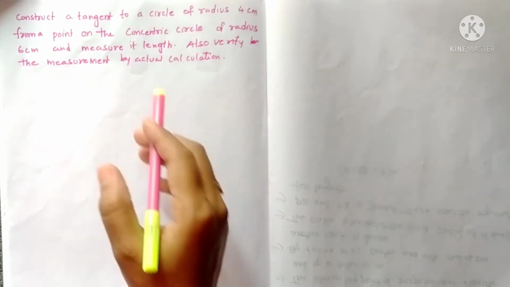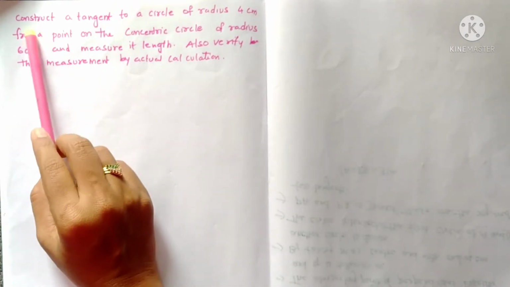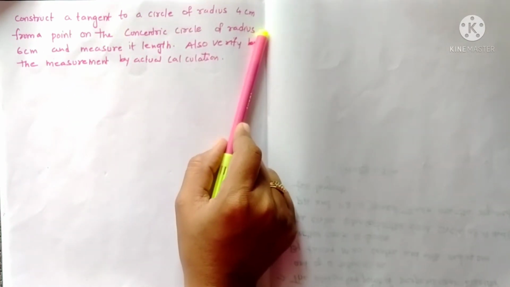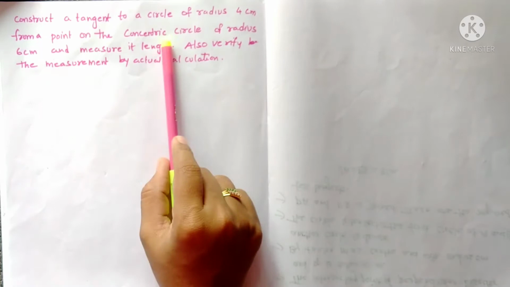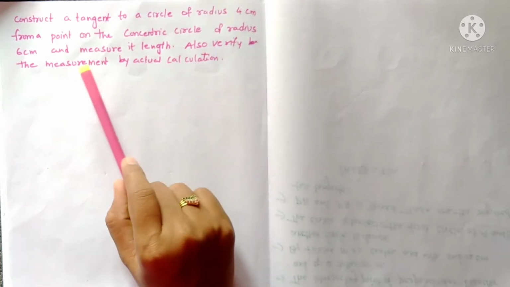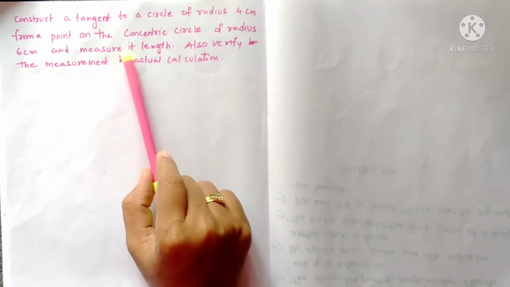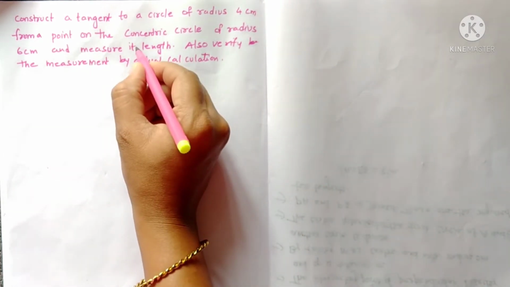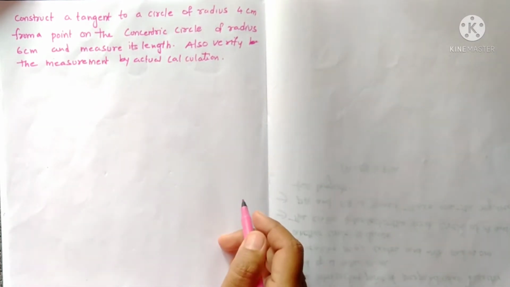In this video, we are going to see this construction. The problem is: construct a tangent to a circle of radius 4 centimeters from a point on the concentric circle of radius 6 centimeters and measure its length. Also verify the measurement by actual calculation.